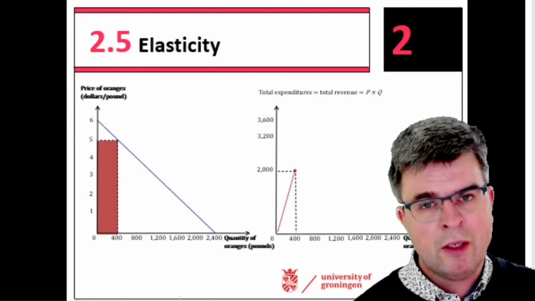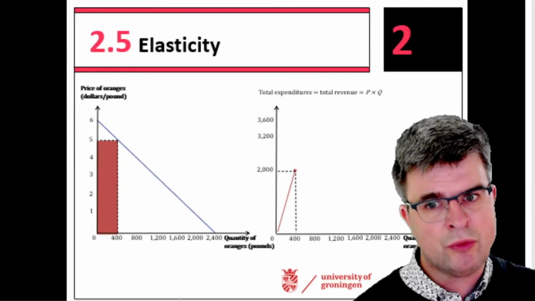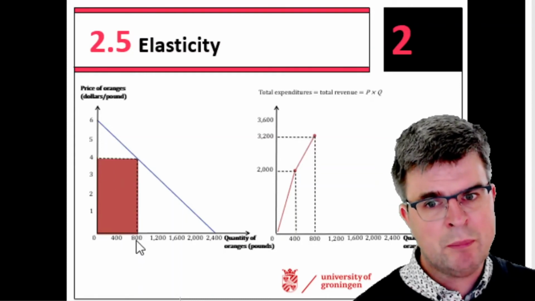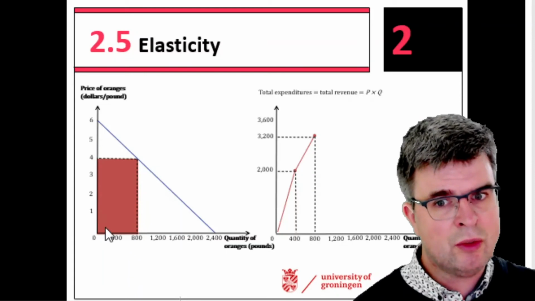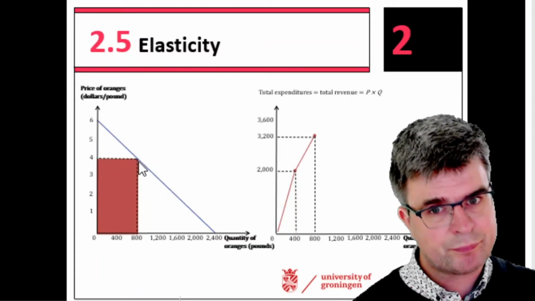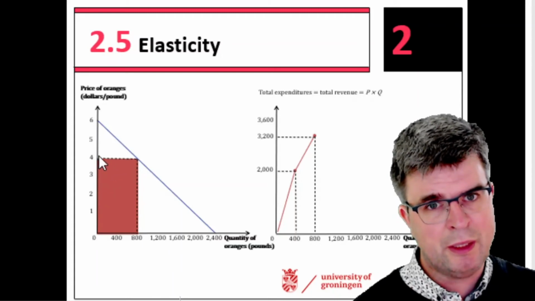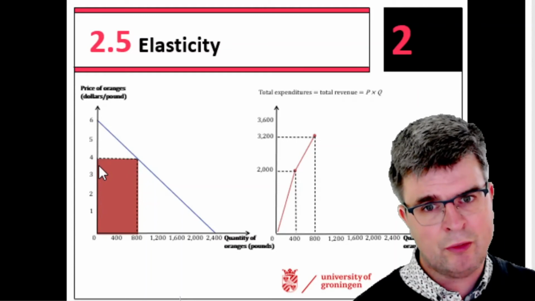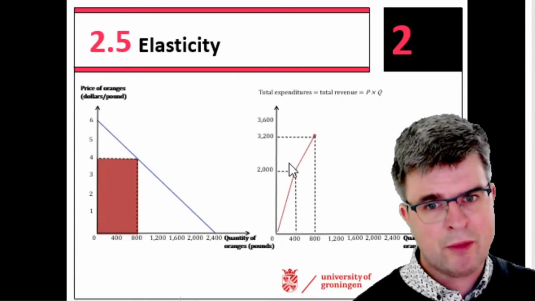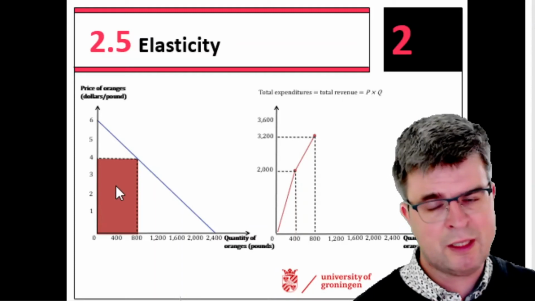Now, if we decrease the price further to 4, then the quantity demanded will go up to 800 and the total expenditures will increase to 3200. So this rectangle, the surface will be more than that of the previous one. So we have a further increase in expenditures. Demand is also still elastic at this point.